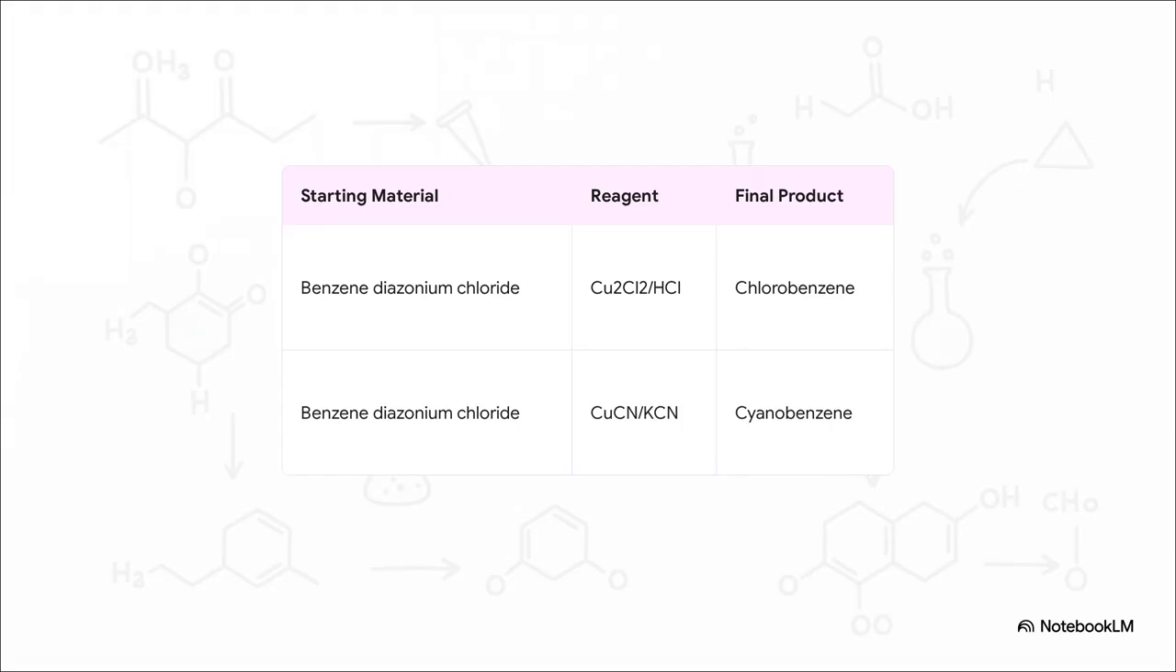And just look at the kind of precision this gives you. You start with the exact same material in both cases. If you use a copper chloride reagent, bam, you get chlorobenzene. But if you just swap that out for a copper cyanide reagent, you get cyanobenzene instead. The tool you choose directly and reliably determines what you build. It is an incredibly controlled way to do chemistry.